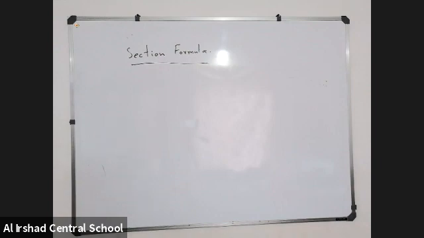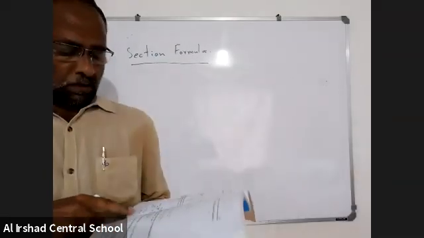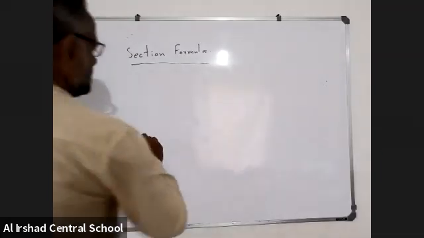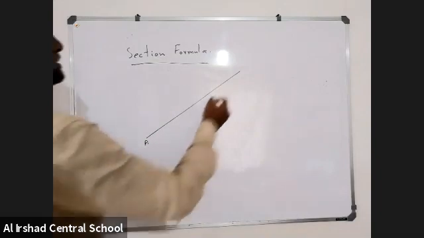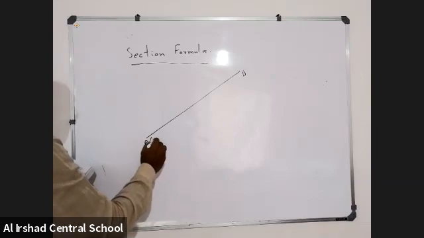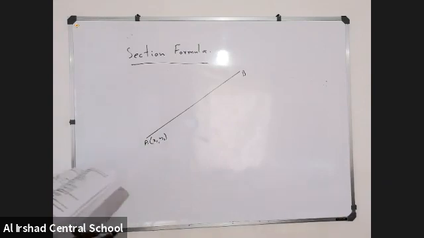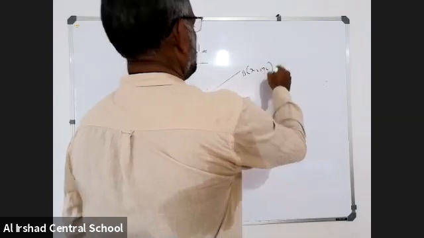Every explanation is there. See the figure 7.10, page number 162. There is a line, this line. Here A is given, here B is given. Then this is x1, y1, the ordered coordinate pair, and this is x2, y2. All of you listen here.